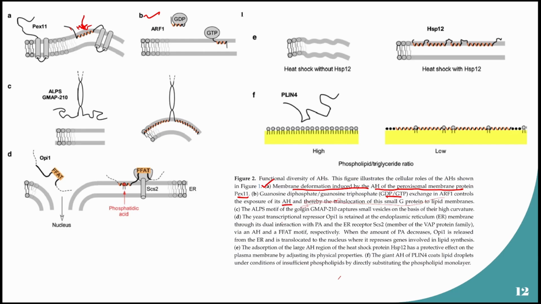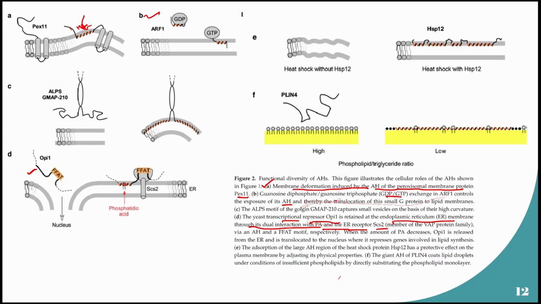For example, the transcriptional repressor in yeast, OPI1, is retained at the endoplasmic reticulum membrane through its interaction with PA and the ER receptor SCS2. So in this case of D, here also you see in this interaction pattern that the amphipathic helices are required.